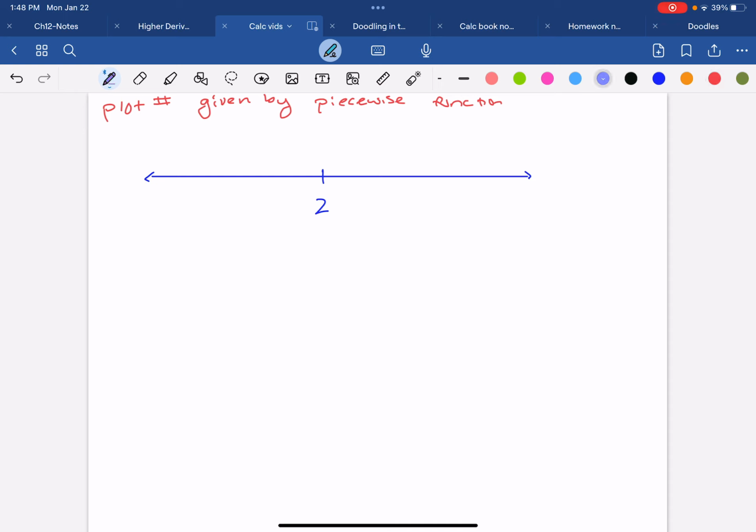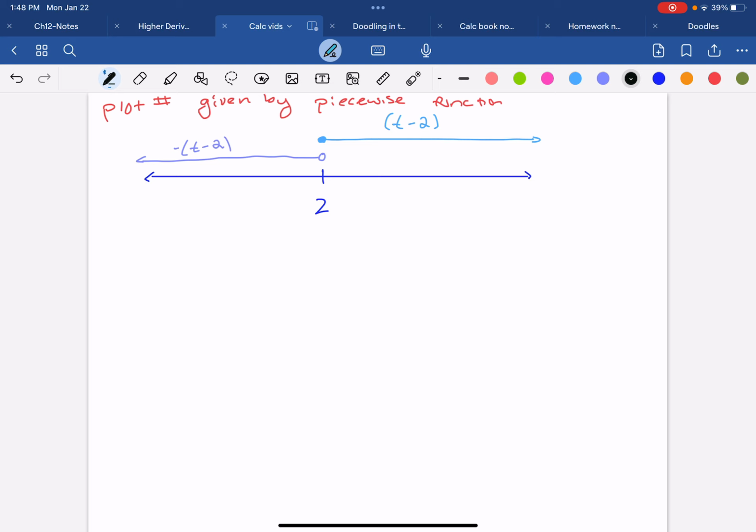So what do we know about this? We know that when we have a t value that is less than 2, so going this way, we're going to be working with this negative t minus 2. And then when we're working with a number that is greater than or equal to 2, we're going to be working with the positive form of t minus 2.